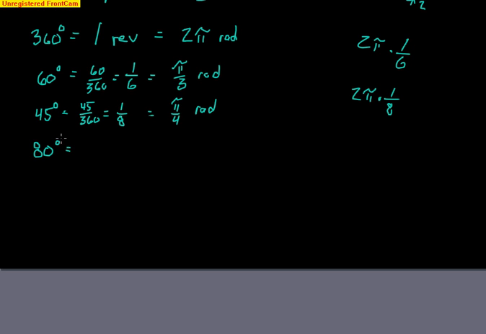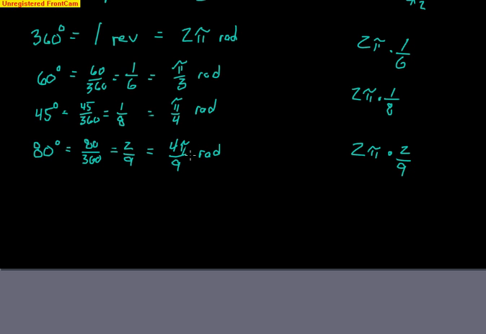Well, 80 degrees divided by 360. So 80 degrees is 2/9 of a circle. I'm just reducing that fraction, so it's 2/9 of a circle. So 2/9 of a revolution. So 2 pi times that 2/9 would be, let's see here, 4/9 of a circle. So 4 pi over 9 radians. Okay, so that is how many radians are in that.